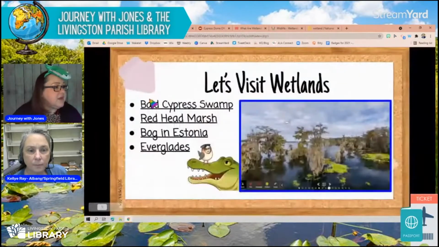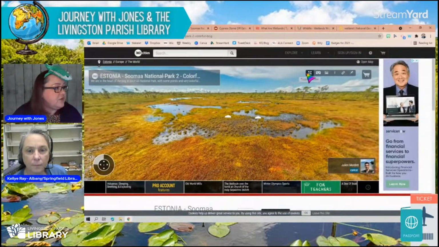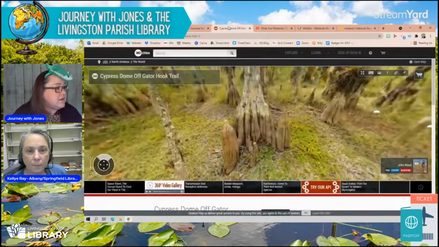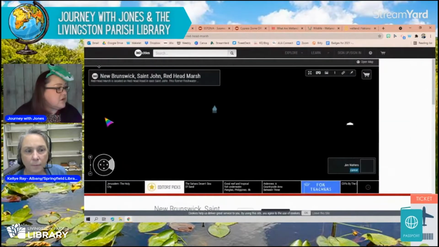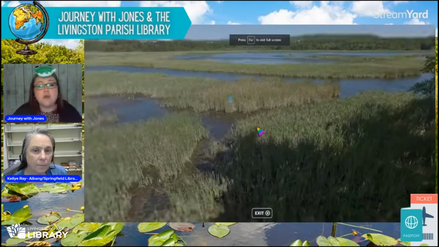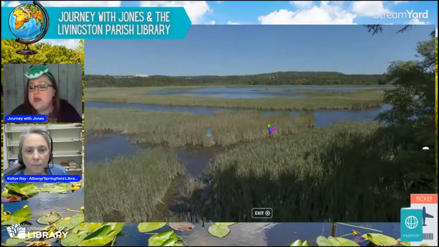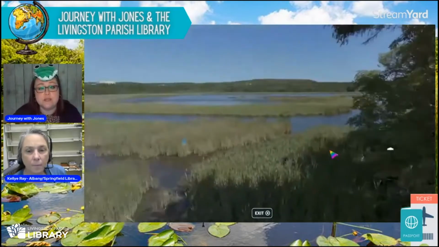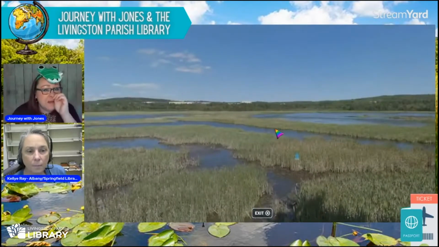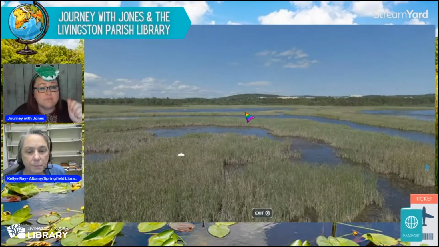Now we're going to go and look at a marsh. So let's go visit this marsh. There we go. There is our marsh that we're going to look at. Okay, so a marsh. How is a marsh different from a swamp? It's not that different. A marsh is a wetland that is dominated by herbaceous rather than woody plants. So you will find some trees in a marsh, but marshes are mostly plants that do not have a woody stem or root.